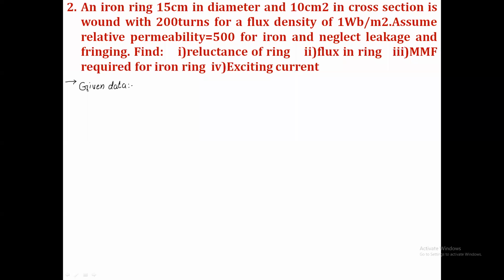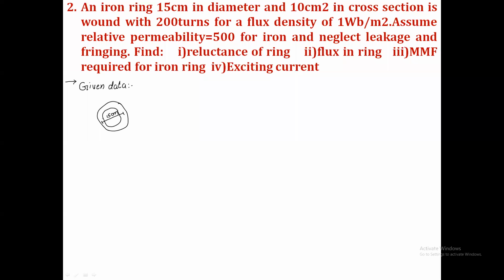So see this, what is given in that numerical: an iron ring. So the first thing is that we have to consider one iron ring. Suppose let me consider that this is one iron ring, 50 centimeter in diameter. Now the diameter of this iron ring is given as 50 centimeter.